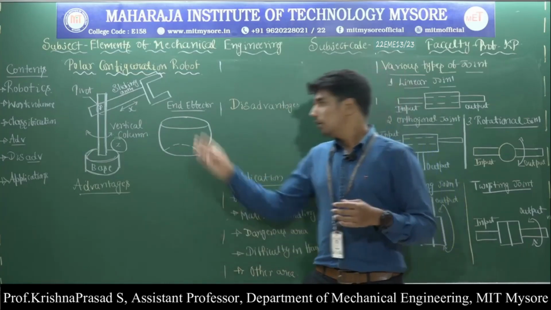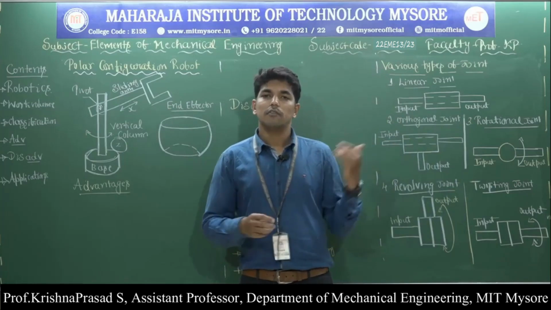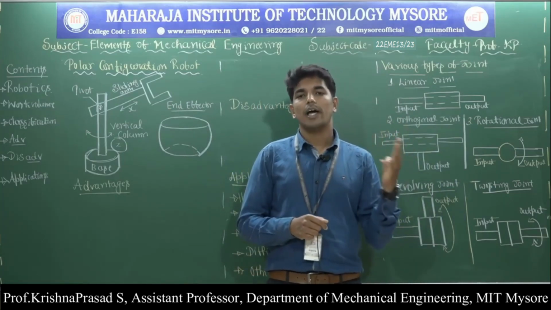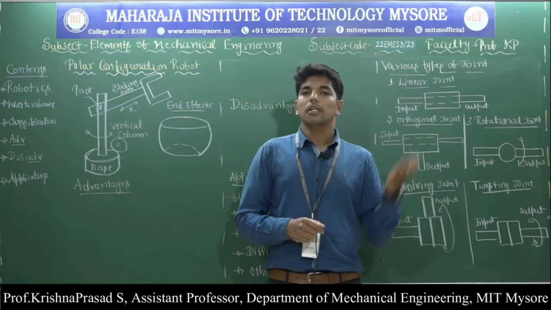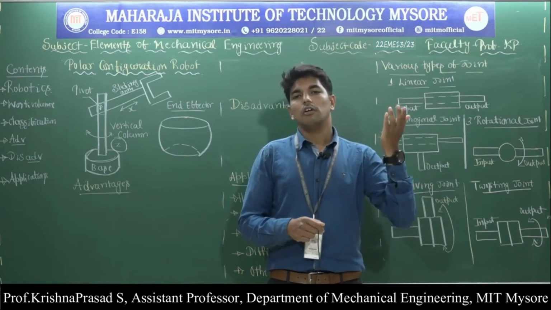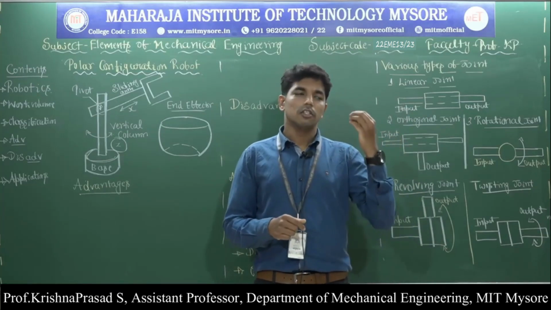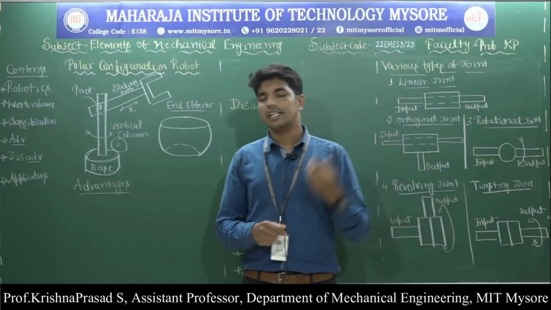Then the main parts: the Cartesian configuration robot consists of three sliding joints along the X, Y and Z directions, and the robot can be moved anywhere along the Z axis, Y axis and X axis, and it can start or stop anywhere along the X, Y and Z axis system.